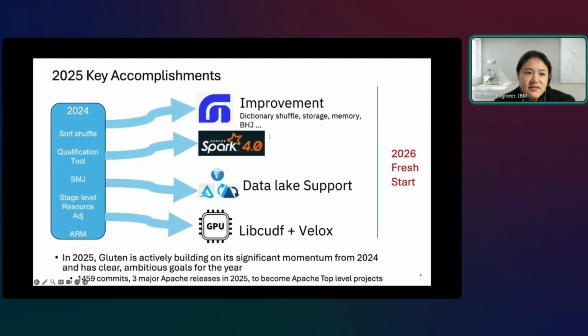To be specific, we focused on performance improvements and we supported new Spark versions. We also expanded data lake support to better integrate with modern table formats and ecosystems. We also advanced the GPU enablement.